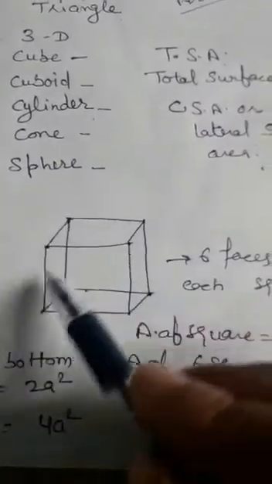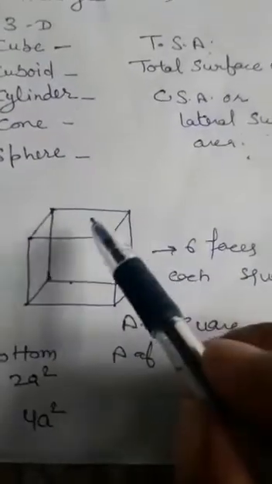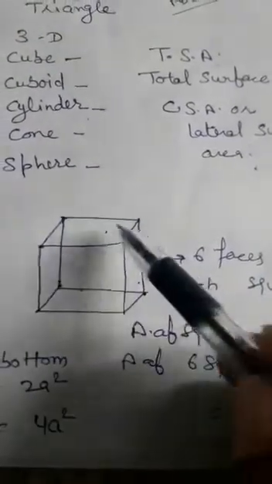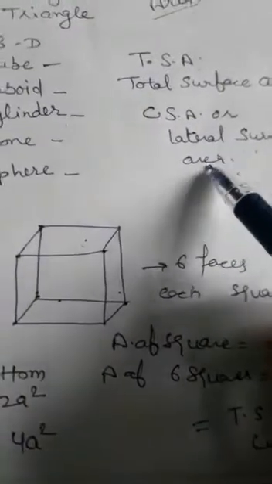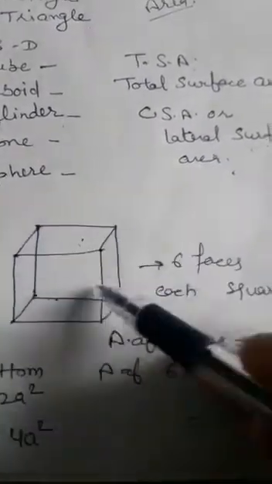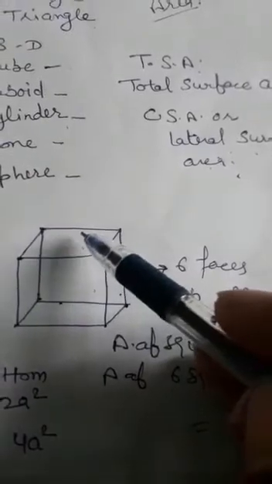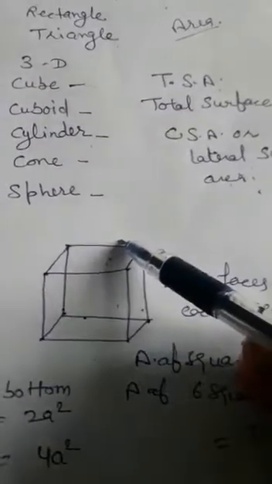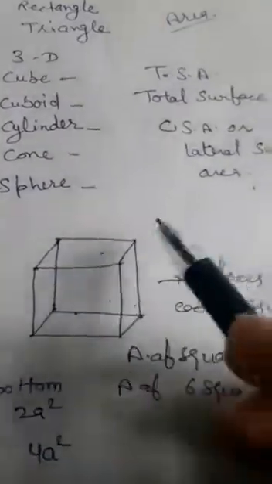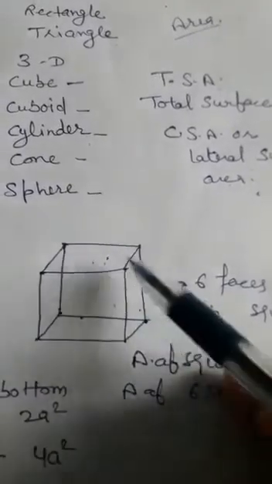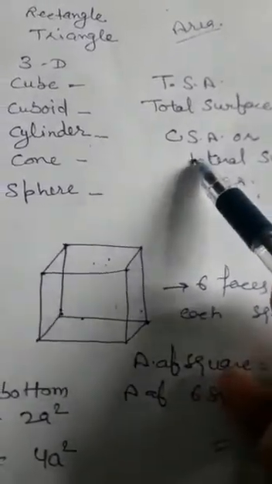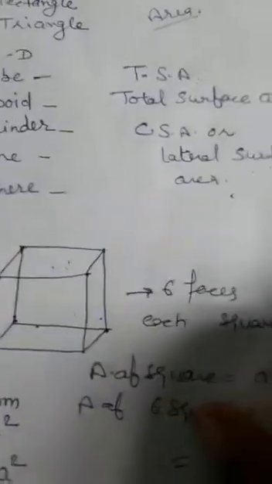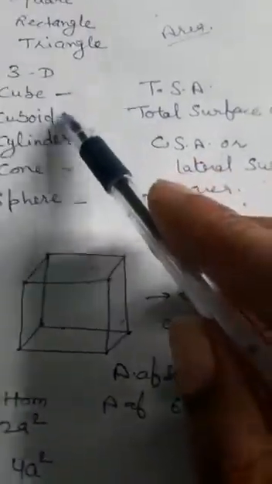Suppose here we have a cube. This cube has 6 faces. Total surface area means area of all the 6 faces, but curved surface or lateral surface area means only the surrounding area. In curved surface area we do not include top and bottom, means you can say area of 4 walls. So in total surface area we include all the faces, but in curved surface area we are not including top and bottom. In the first exercise, firstly we deal with the area of cube and cuboid. Volume will be done later on.